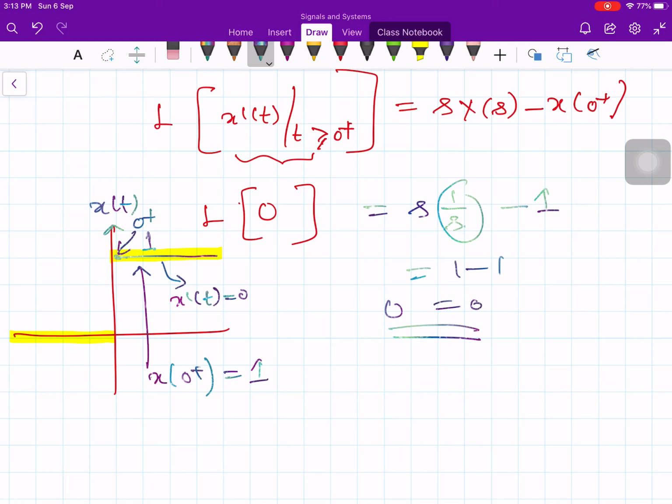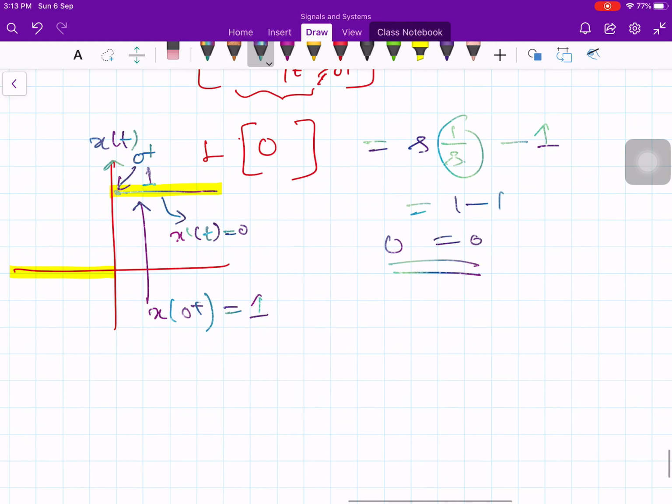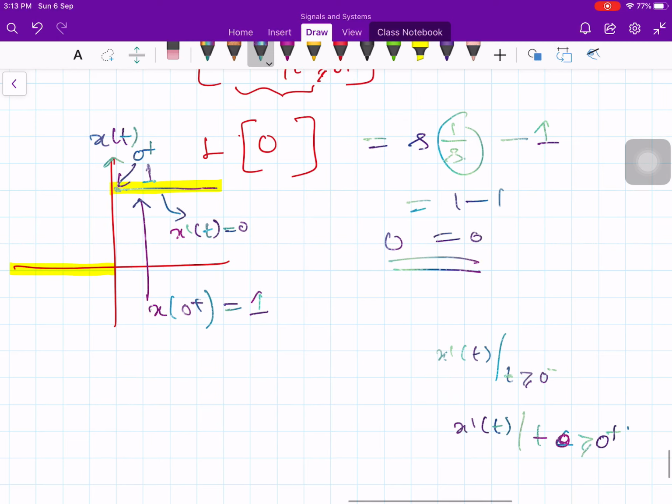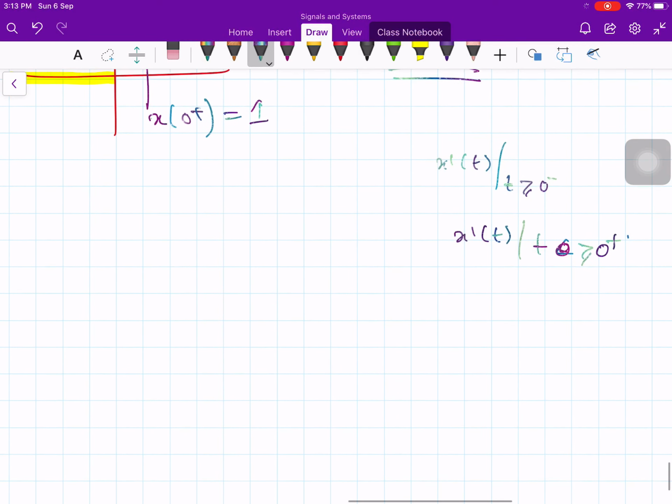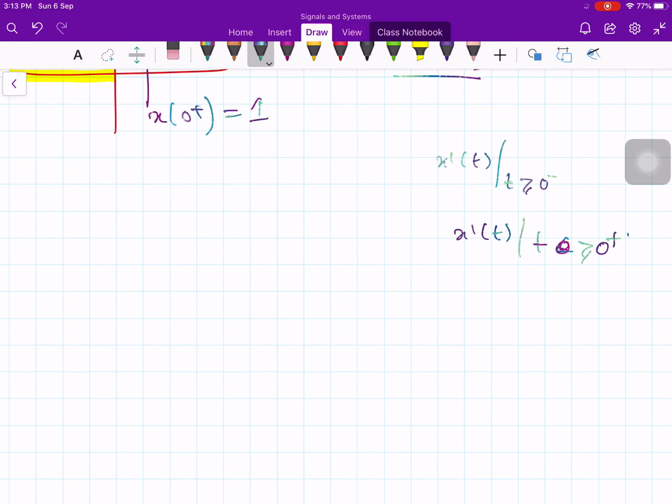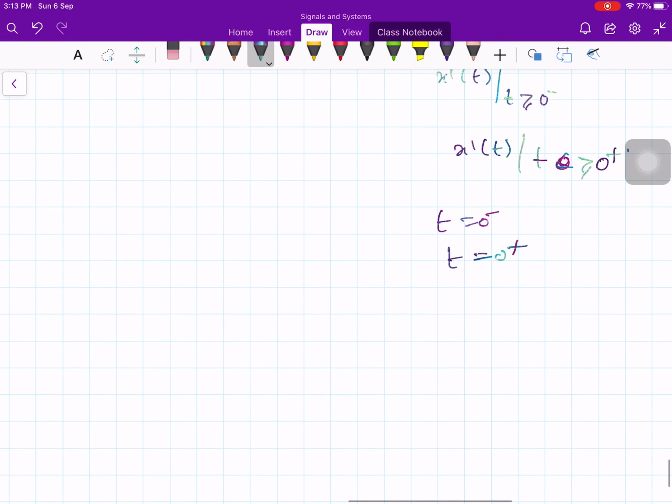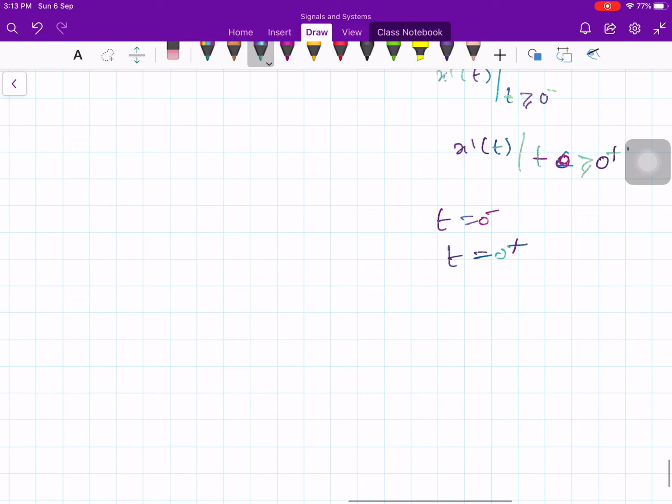One is x dash of t for t greater than or equal to 0 minus, and another one is x dash of t for t greater than 0 plus. So depending upon how you want to take the derivative, whether you want to consider the derivative from t equals 0 minus or t equals 0 plus, you can use either of these, and the difference between these two will be the Laplace transform of an impulse if there is any existing at the origin.